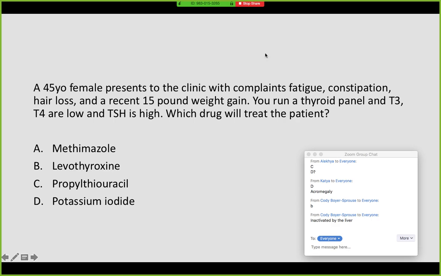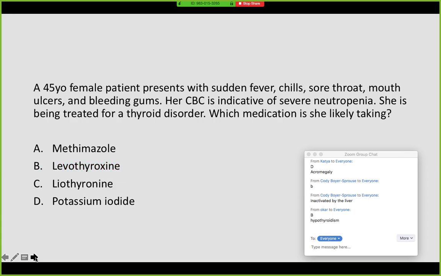So first of all, what is the question stem telling you about the patient? Yeah, so the correct answer here is B. And why did you choose B? What is the question stem pointing you towards? Right, hypothyroidism. Okay.